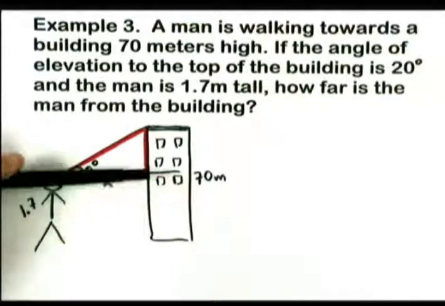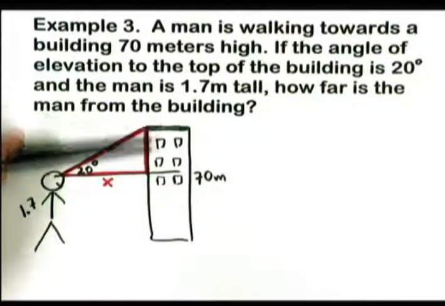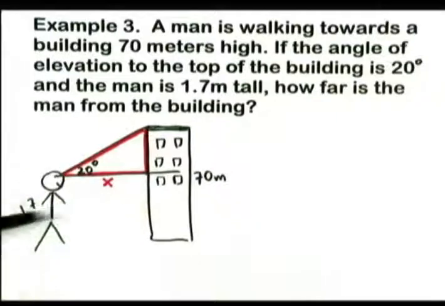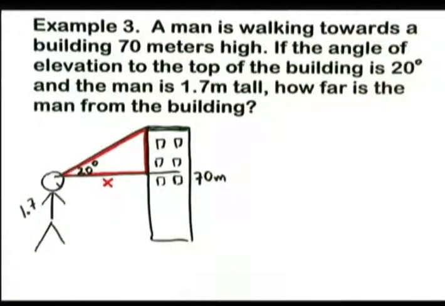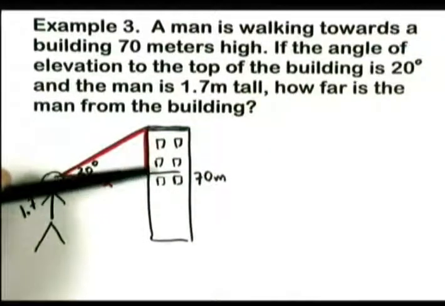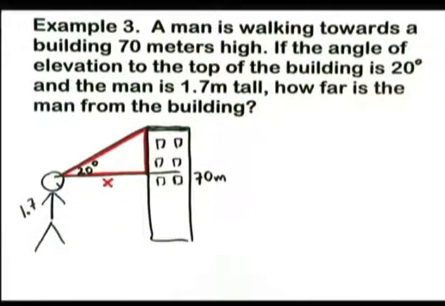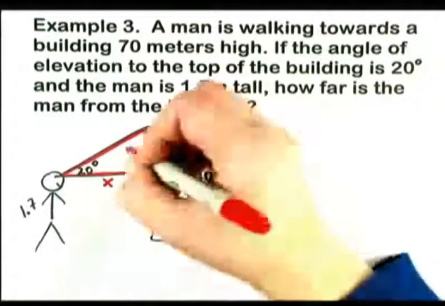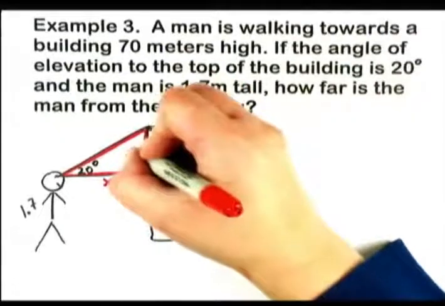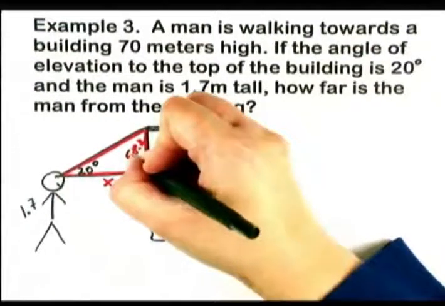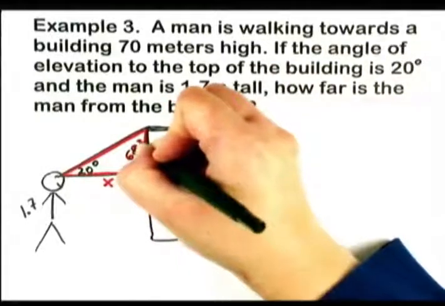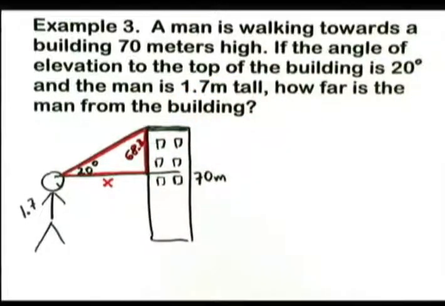And we also know this side. If the whole building is 70 meters and this guy is 1.7 meters, a little bit not precise drawing, so we can calculate that this side is 70 minus 1.7, which is 68.3. 68.3 is this side.